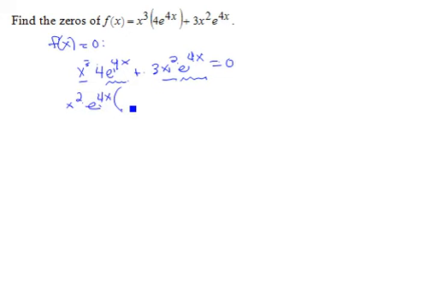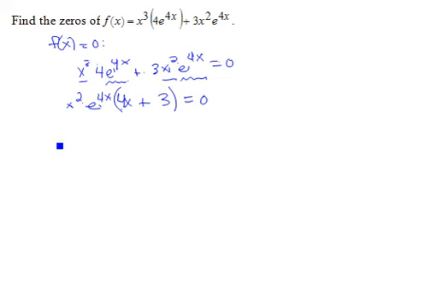When we've done that, we will have an x to the first times a 4, or just 4x to the first in the first term, plus a 3 left in the second term. The x squared and the e to the 4x have both been factored out. Now we have a product of expressions, and that product is equal to 0. The only way that can happen is if one of those factors is 0.